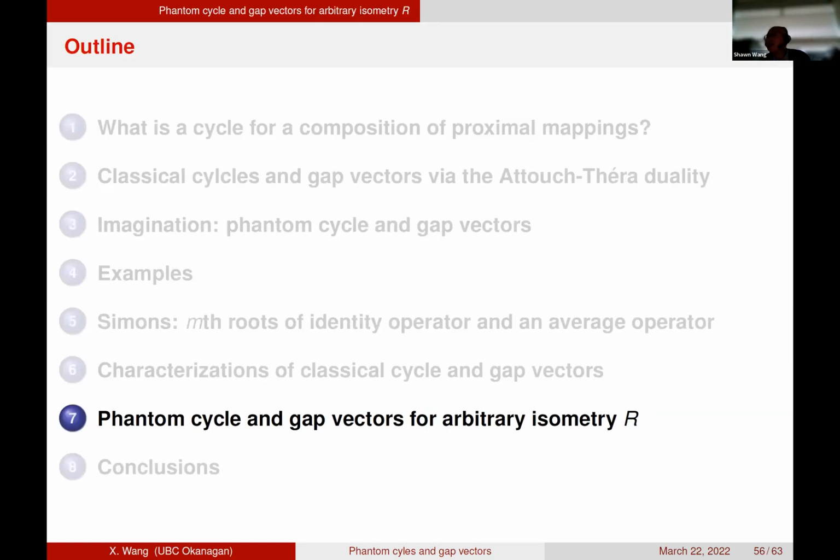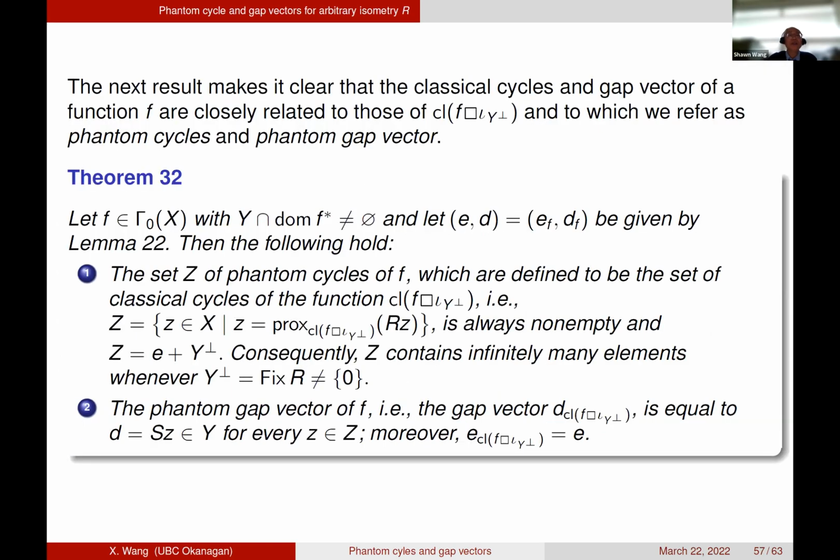Now the final concept I want to show you is the phantom cycle and gap vectors for an arbitrary isometry map. Before, R was a reflected resolvent operator. Now, because of Stephen Simon's work, we can deal with an arbitrary isometry map R and talk about cycles and gap vectors. Because of that lemma, we have the following result: the phantom cycle and phantom gap vector always exist.